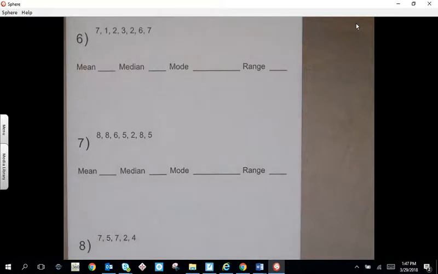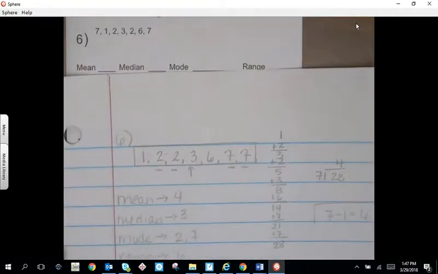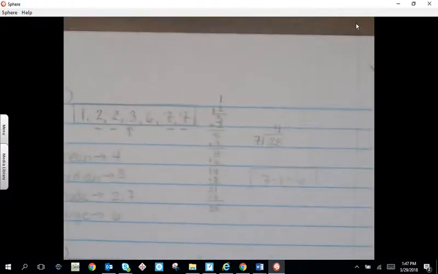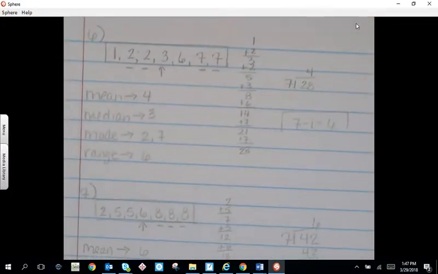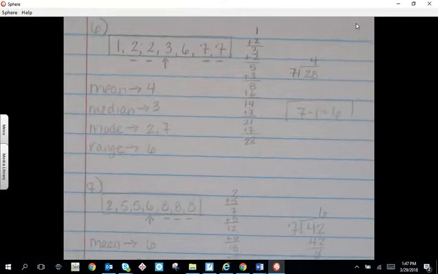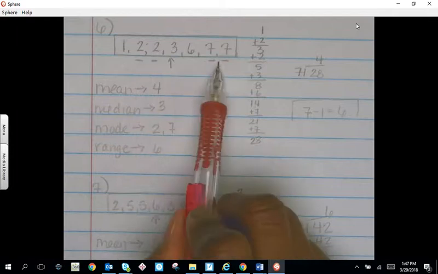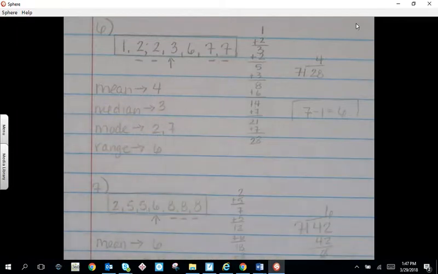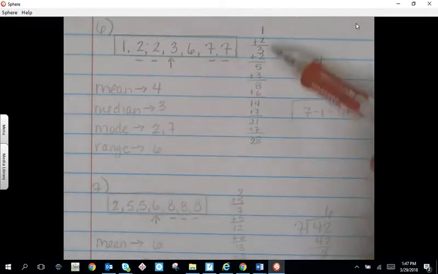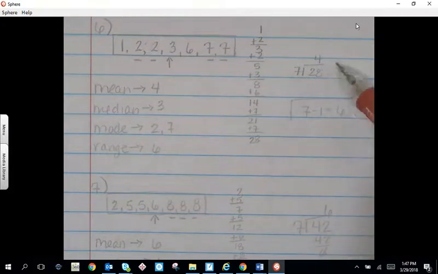All right, let's take a look and see how you did. For number 6, we'll just go ahead and jump right in. That was your data set. We found our range, biggest number, take away the smallest. Our mode, this time we had 2 numbers that appeared more than once, but they were the same amount of times. Both of those were 2 times, so our mode was 2 and 7. Our median and our mean. Our total was 28. 28 divided by 7 was 4.